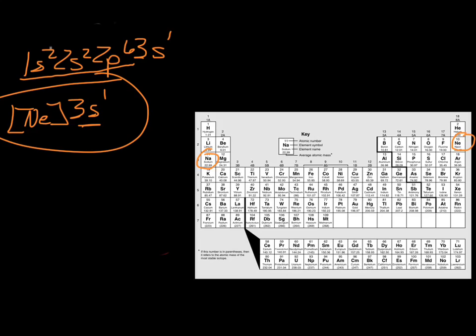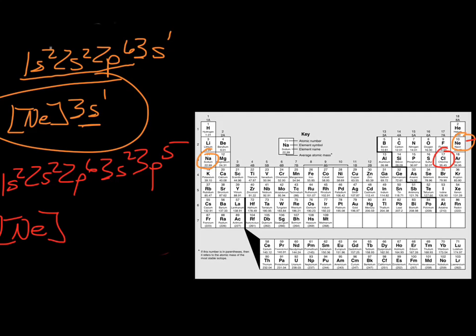Let's try another one. Let's say I wanted to do chlorine. So chlorine's electron configuration is 1s2, 2s2, 2p6, 3s2, 3p5. If we wanted to write the abbreviated version, the nearest noble gas before chlorine is still neon, right? So I'm going to write neon again, and chlorine has the exact same electron configuration as neon until you get to the valence electrons, which is 3s2, 3p5.